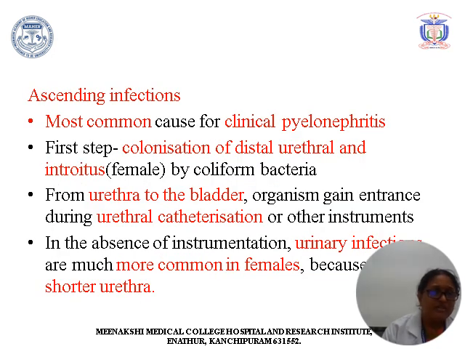Ascending infection is the most common cause of clinical pyelonephritis. The first step is colonization of the distal urethra and, in females, the introitus by coliform bacteria. From the urethra to the bladder, the organisms gain entrance during urethral catheterization or other instrumentation. In the absence of instrumentation, urinary infections are much more common in females because of the shorter urethra.